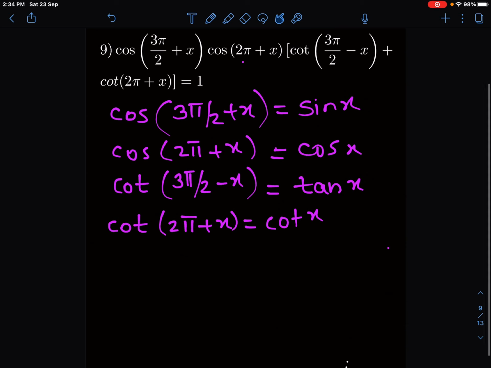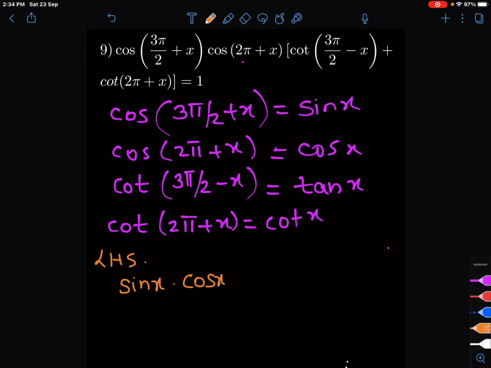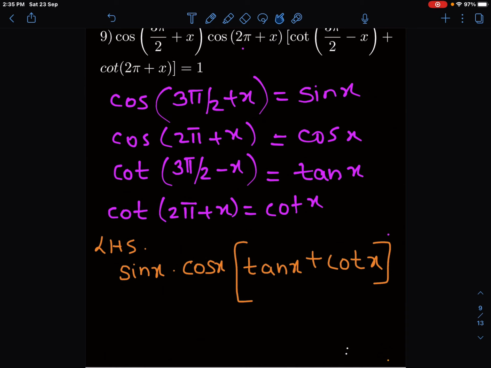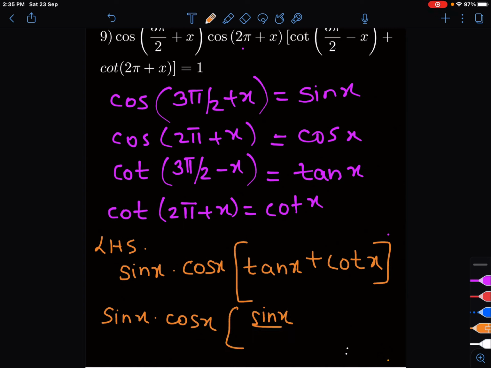Okay, LHS. Now let's take the LHS. Just substitute these values, that's it. In the LHS we are just going to substitute the values. So sin x into cos x, into a bigger bracket, because the cot is in a bigger bracket, tan x plus cot x. Okay, children. Now we are just going to split tan and cot as sine and cos. So now sin x into cos x, bracket, sin x by cos x plus cos x by sin x.